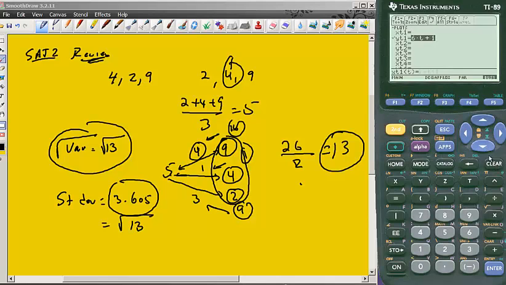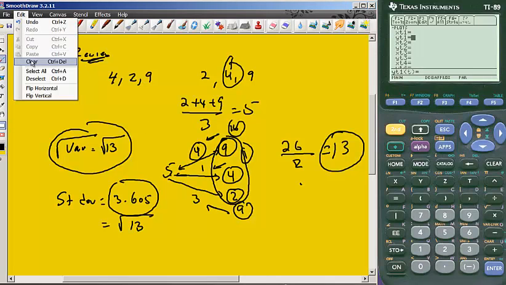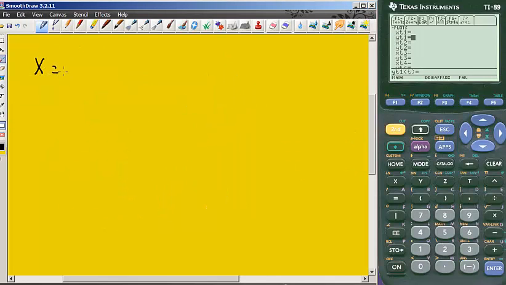So let me type in something. I want to clear that. So let's say we have a parametric equation. Let's say x is equal to 3t minus 4, and y is equal to 6t plus 2. Okay, so those are parametric equations.